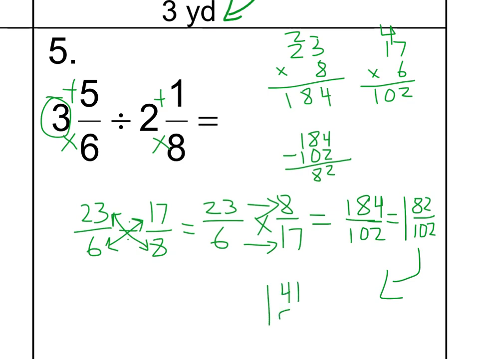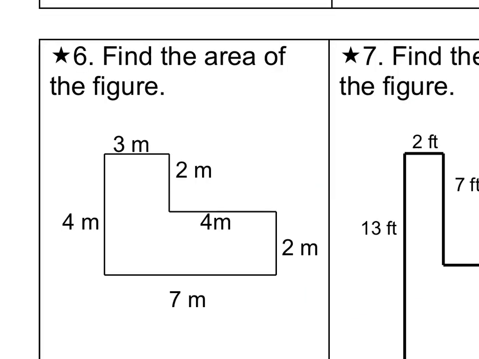And 102 divided by 2 is going to be 51. And those are prime numbers, I believe. Well, no, this one is divisible by 3. So that's not a prime number, but 41 is. And therefore, I am going to leave it just like that. 1 and 41 51ths. All right, and we're going to be finding the area of these figures.